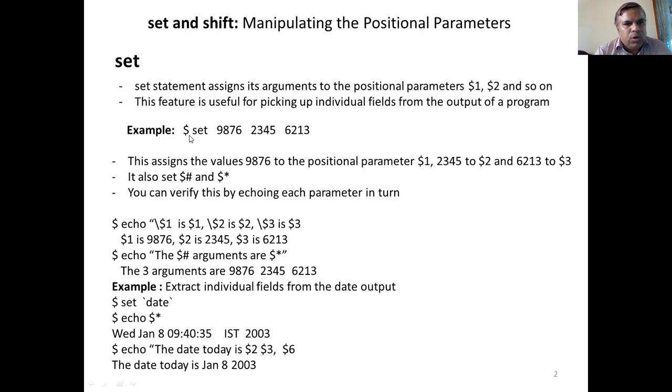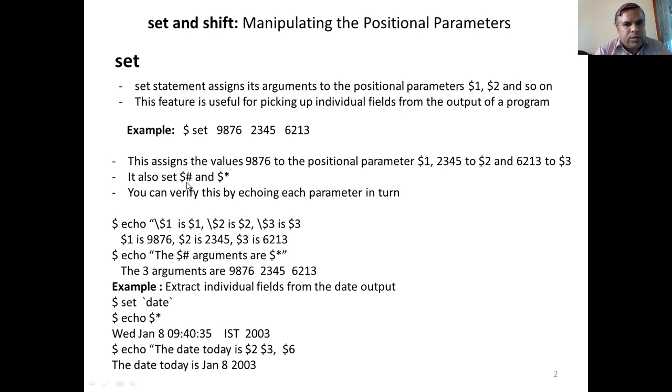So go to the shell prompt and type the command set followed by a set of arguments. Here I have specified 9876 2345 6213 as arguments. And when you run this command, this assigns the value 9876 to the positional parameter $1, the value 2345 to $2, and value 6213 to $3. And it also sets $# and $*.